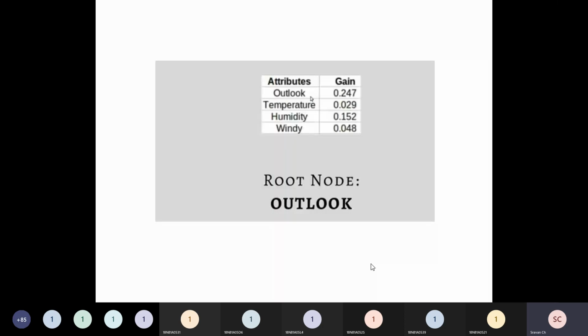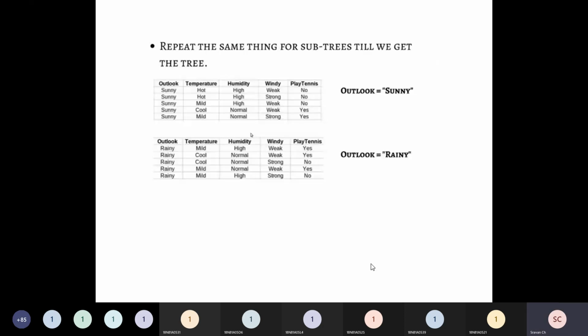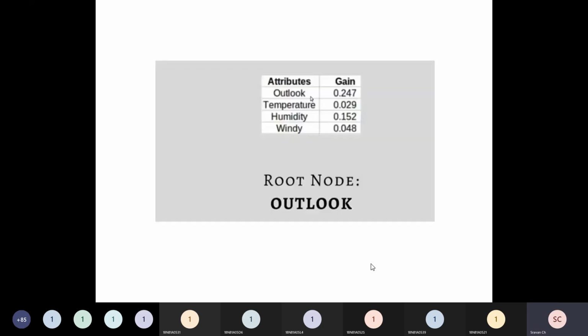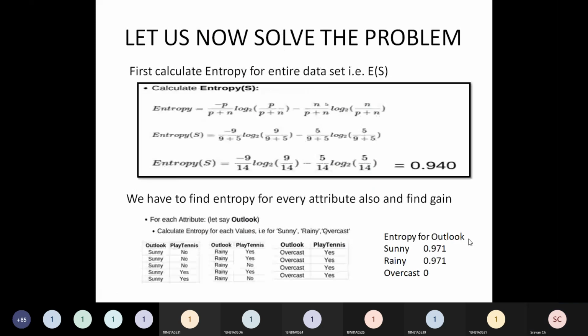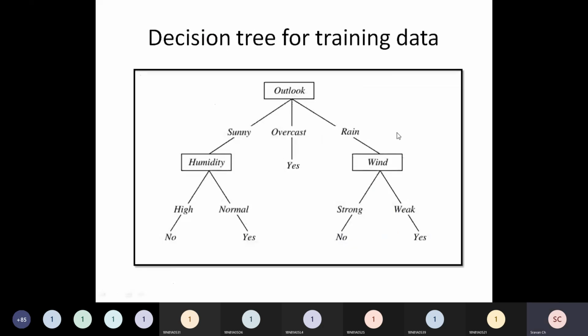What is the answer? The number of children of the root node depends on the number of different values that are there for the root node. Here the root node is Outlook. Let me show you the output. See this one. We have not completely reached the leaf nodes, but up to this point we have understood.